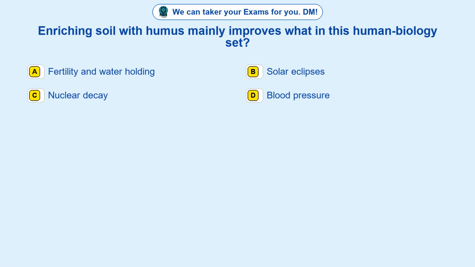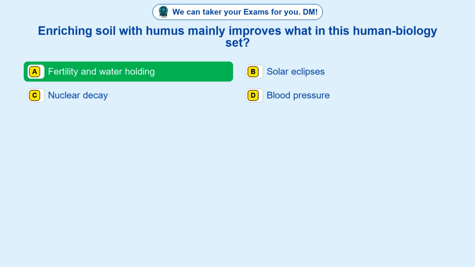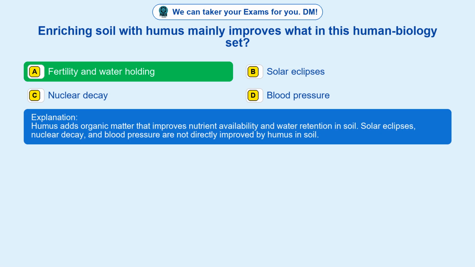Question 96. Enriching soil with humus mainly improves what in this human biology set? Option A, fertility and water holding. Option B, solar eclipses. Option C, nuclear decay. Option D, blood pressure. The correct answer is option A. Fertility and water holding. Humus adds organic matter that improves nutrient availability and water retention in soil. Solar eclipses, nuclear decay, and blood pressure are not directly improved by humus in soil.